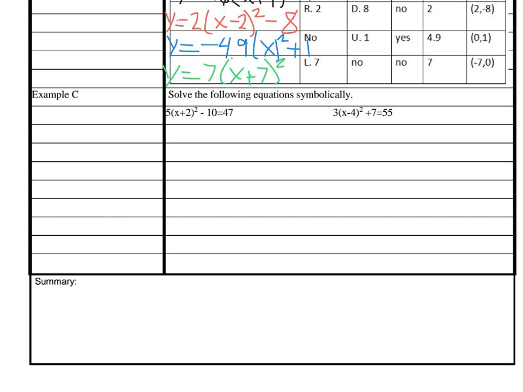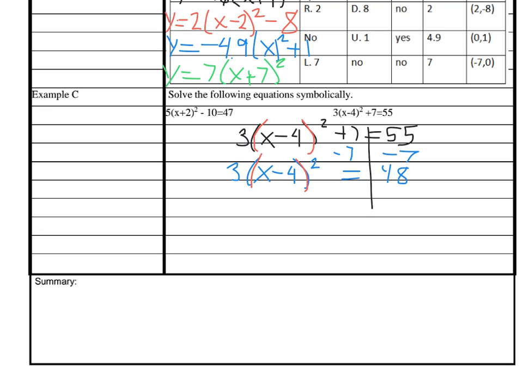Alright, so for example C, we're just going to do this second one here. 3 times x minus 4 squared plus 7 equals 55. Draw a line, and remember, this is the jail. We gotta bust our prisoner friends out of the jail by taking out one guard at a time. I'm going to start by getting rid of a plus 7, so I subtract 7 on both sides, and then I can rewrite what I have, so 3 times x minus 4 squared equals 48.